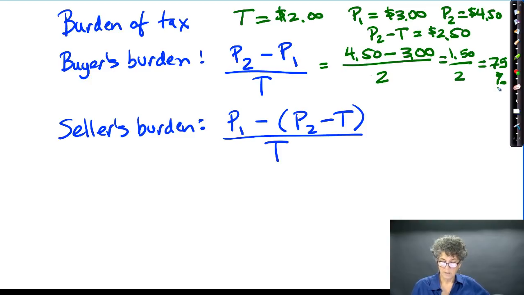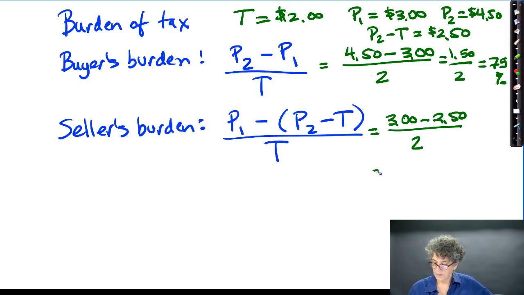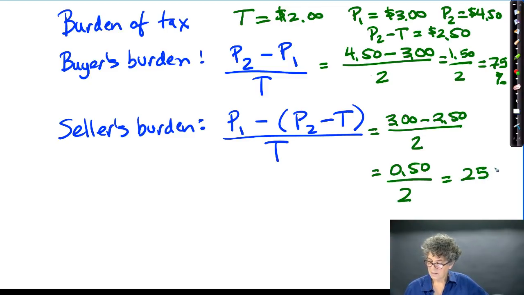The seller, on the other hand, finds that instead of retaining $3, they're now able to retain only $2.50 of each item that they sell. Again, we're going to express that as a percentage of the tax, $2. And so the seller is finding that they have 50 cents less. They're bearing 50 cents of the burden of the tax. Put that as a percentage of $2. And the seller's burden in this case is 25%.